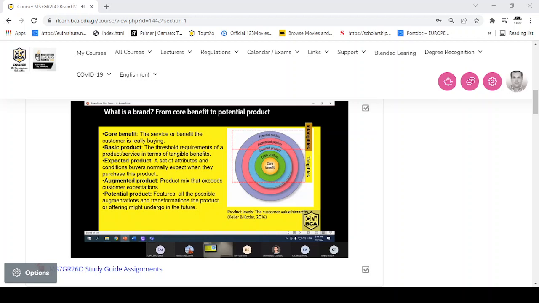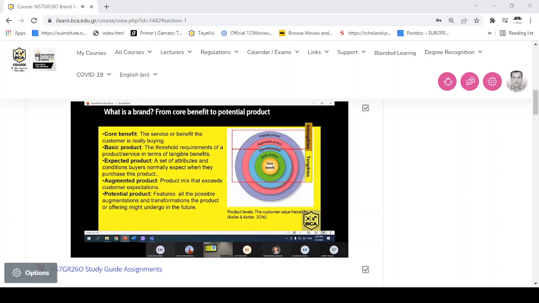Whenever you want to add something extra, added value, this can be done either by price, by distribution, another distribution channel, by co-branding activity, all sorts of tactics and strategies for producing this augmented product. So this is the main territory of competition nowadays.